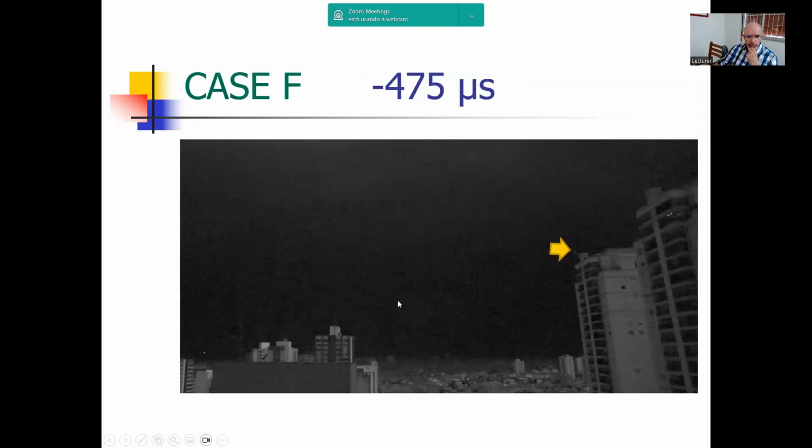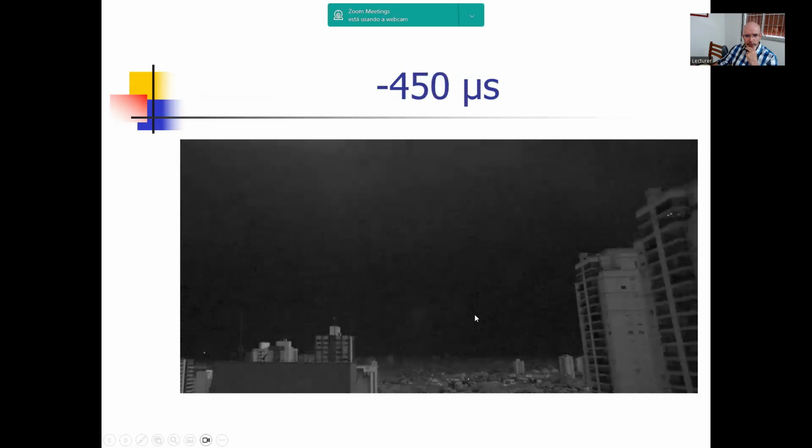Case F is very interesting because it's an even closer lightning flash, also inducing upward leaders. We counted more than 30 buildings participating and trying to connect to the downward leader, launching upward leaders towards the downward one.